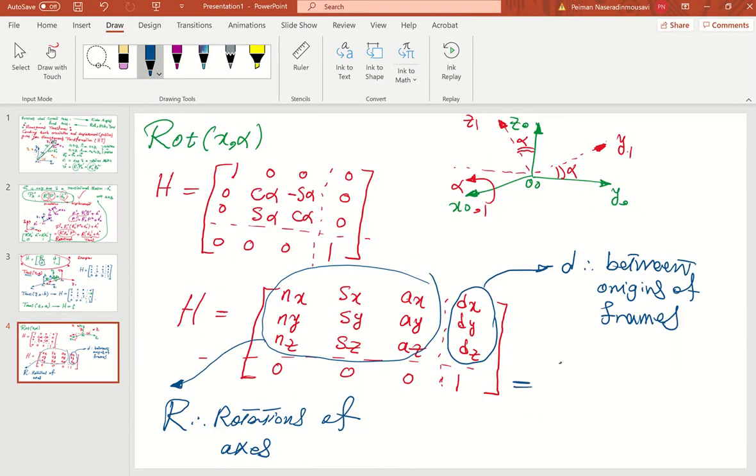Or you can show this as a lumped case as n, s, a, d, in boldface, not capital, 0 0 0 and 1. Okay.